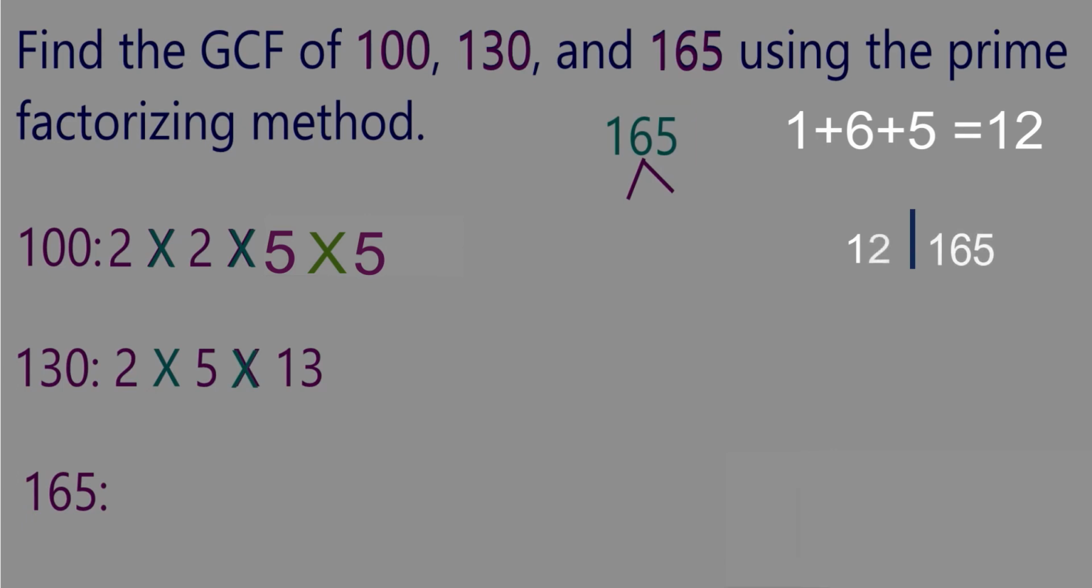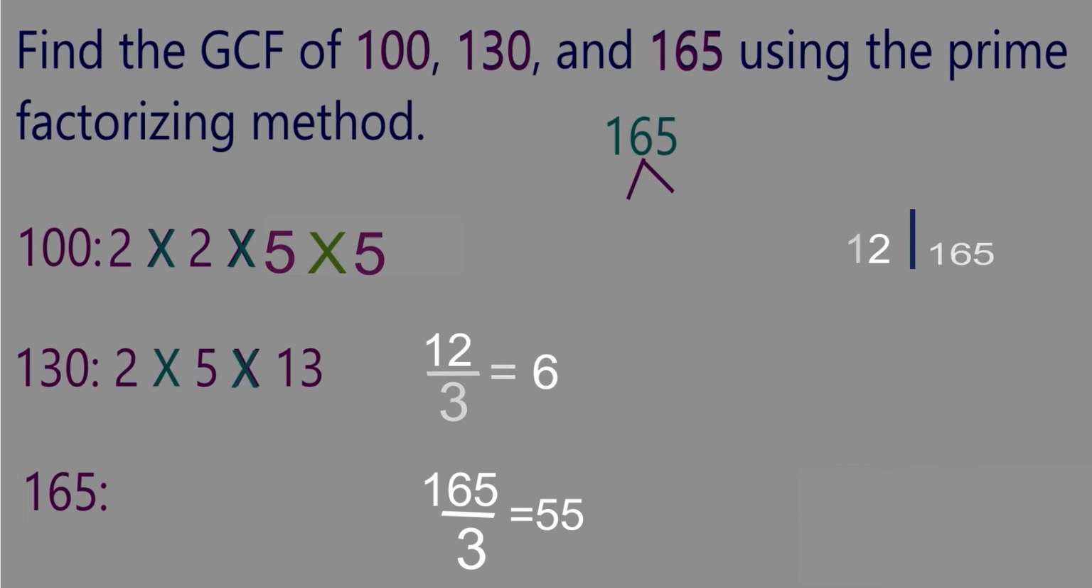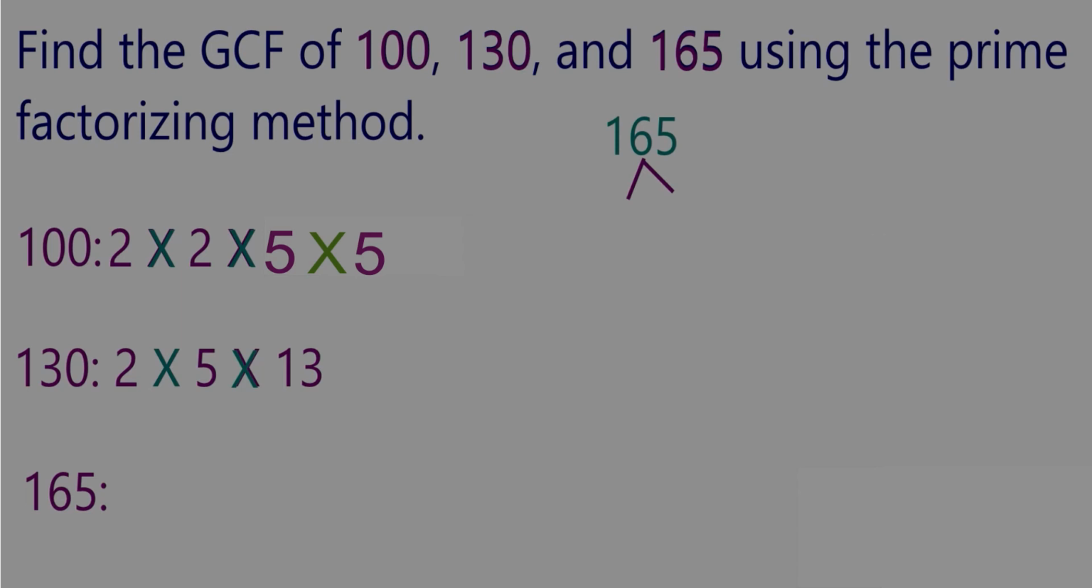Check for 12 first. Let's use 3. Then you should try to see if 165 could be divided also into that number without getting decimals. The smallest number would be 3. So we can say that the prime factors of 165 are 3 and 55. The prime factors of 55 are 5 and 11. We can write the prime factors at the end of the branches for 165 now.